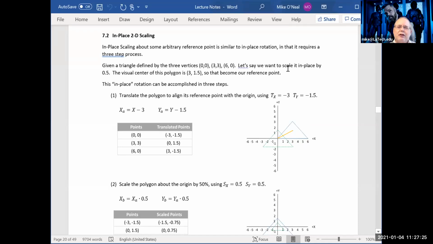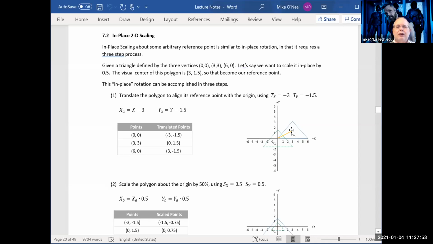And why am I shrinking it? Well, we're doing an in-place scale by 0.5. Since that's less than 1, it's going to make it smaller. Since it's 0.5, it's going to shrink it in half along each of the two dimensions. So it's exactly the way it would work before. I'm giving you the visual reference point as over 3 up 1.5.